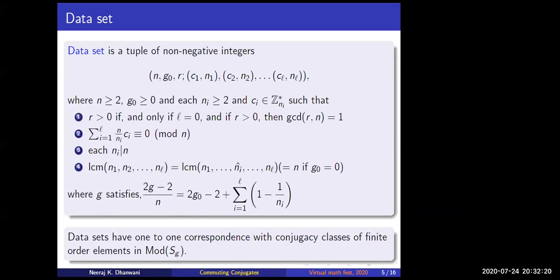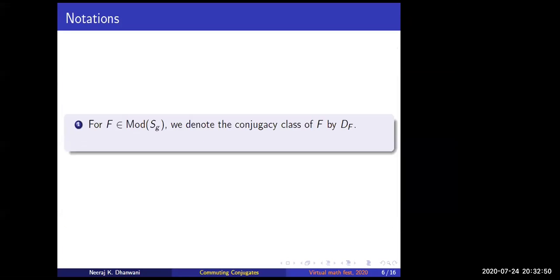And it is shown that this data set, as I call it, is in one-to-one correspondence with the conjugacy classes of the finite order elements in the mapping class group. So to give the conjugacy class of a finite order element in the mapping class group, I will always deal with these data sets, which are easy to handle in combinatorics. So now we have talked about some algebraic aspects, and next some topological aspects. Before that, there is some notation. Let F be a mapping class, then its conjugacy class I am going to denote by D_F, which is the data set of F.